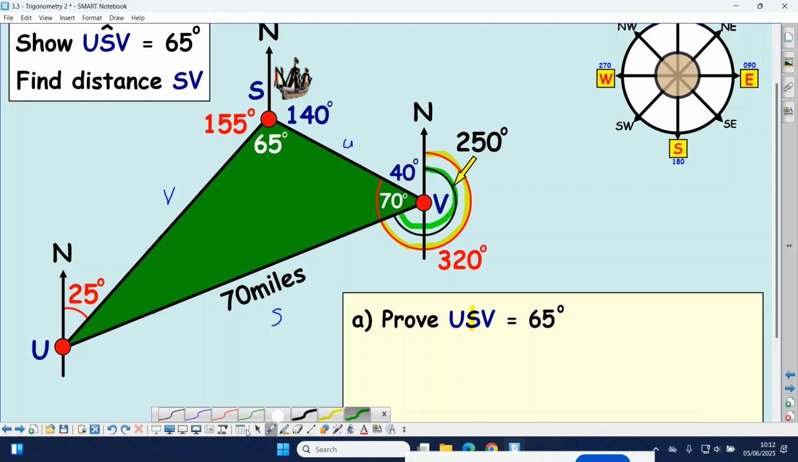Now, good practice in trigonometry is to actually just work out the three angles in this triangle. So you could work out the one down here. If you add the 70 and the 65, it comes to 135. So that down there would be 45 as well. You could work that out.